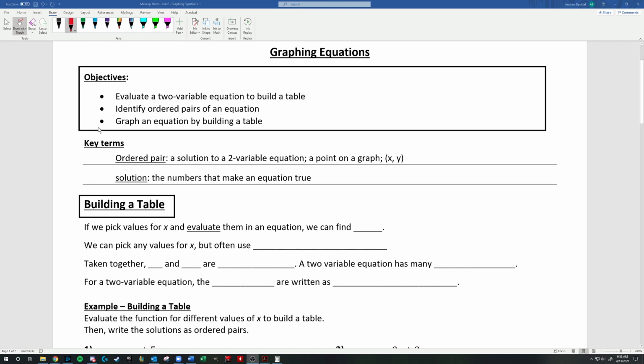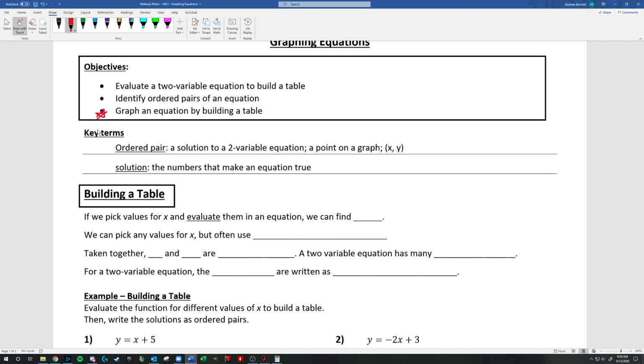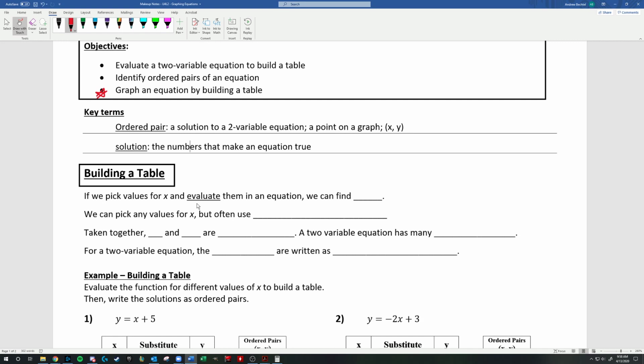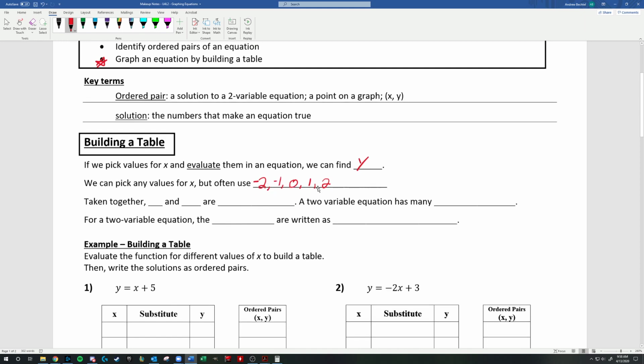Again, our big objective here is to graph an equation by building a table. To build that table, we need to evaluate an equation. We do that by picking different values of x. If we do that, we can use them to find y. We could pick any values for x, but oftentimes we use the same 5 numbers: -2, -1, 0, 1, and 2. We like those numbers because it's right in the middle of our coordinate grid. We use some negative numbers and some positive numbers. But again, anything can work.